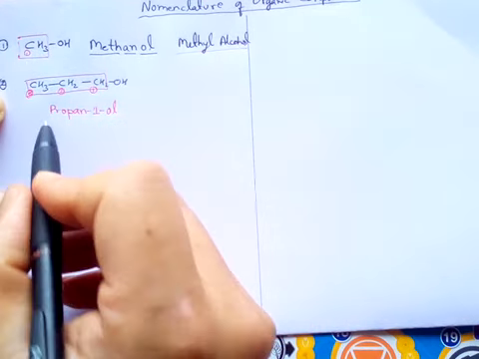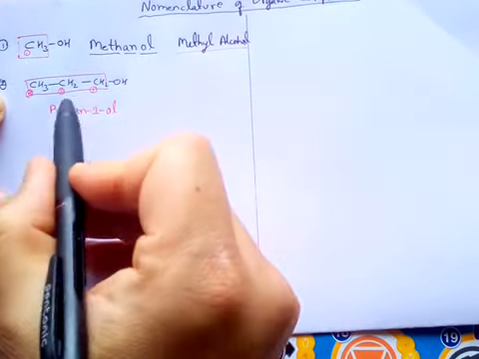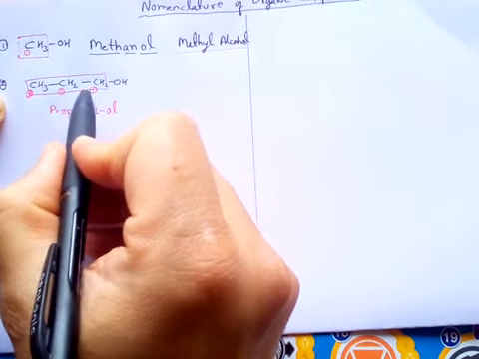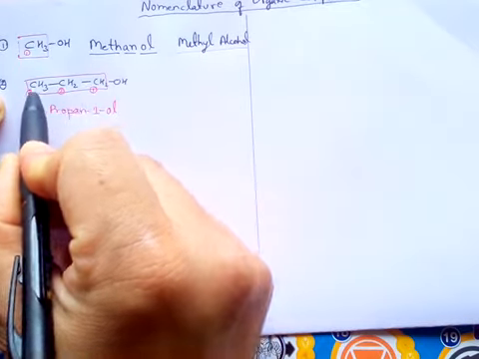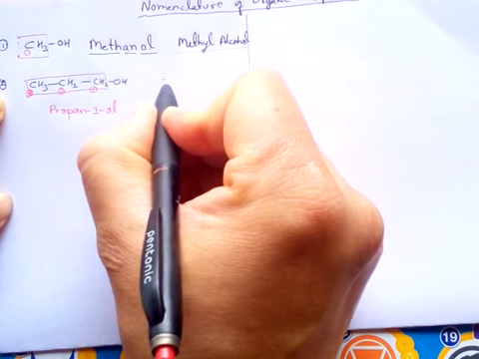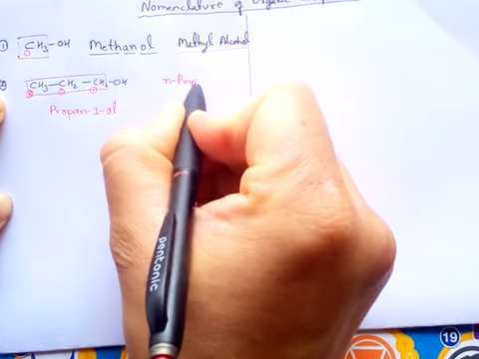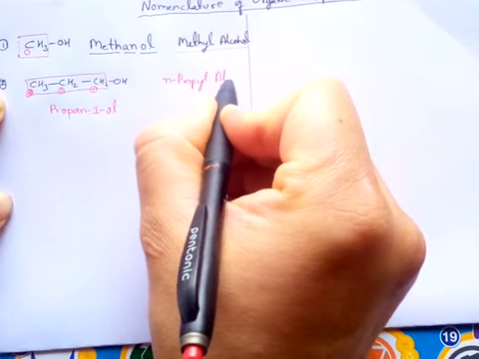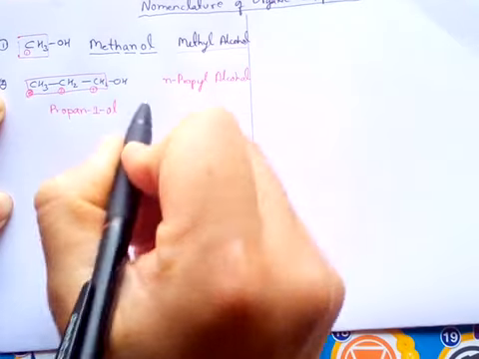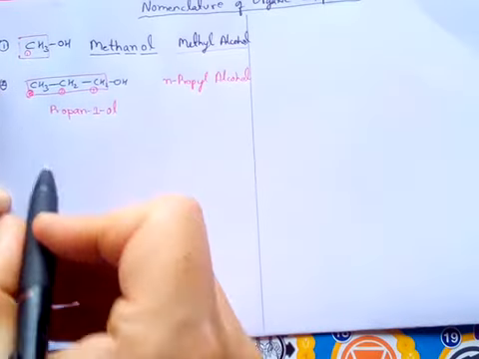Okay, now what will be its common name? So common name is propyl alcohol. Now propyl is a straight chain, so that means we have to write n, normal propyl. So n-propyl alcohol is the common name.